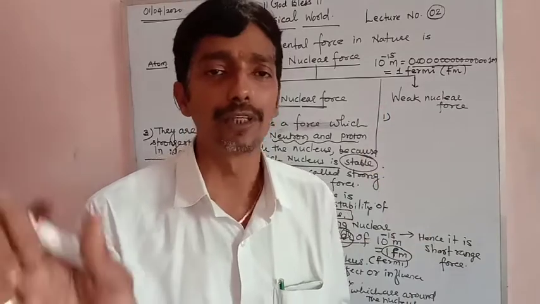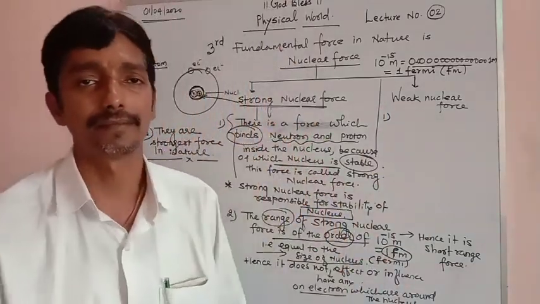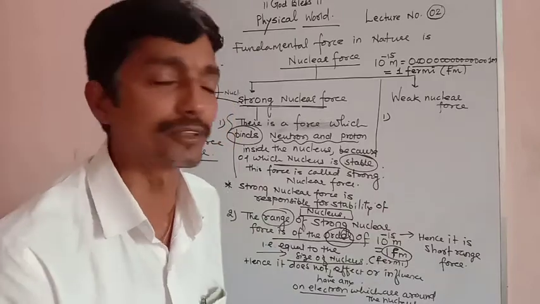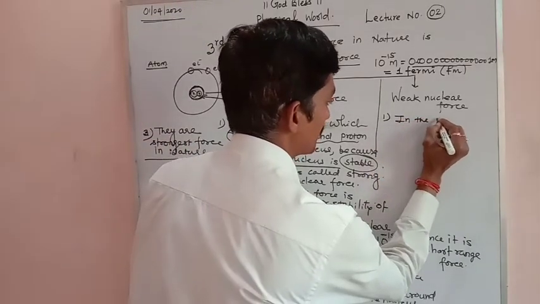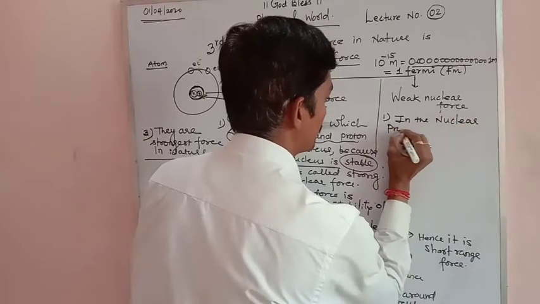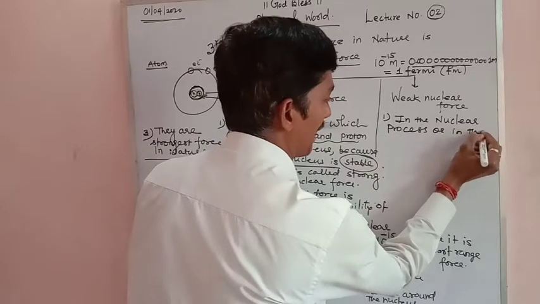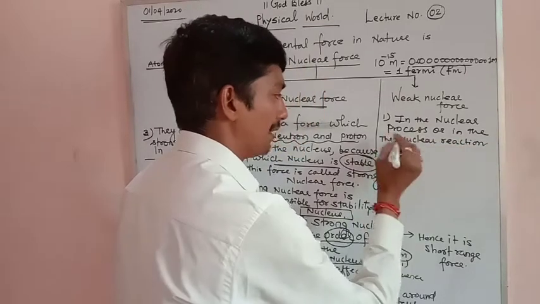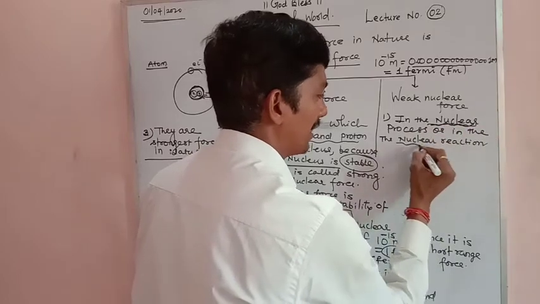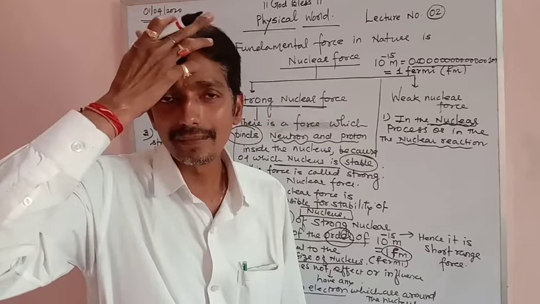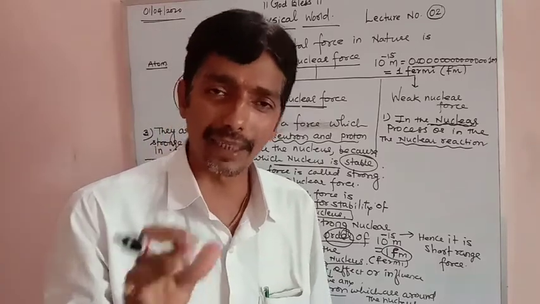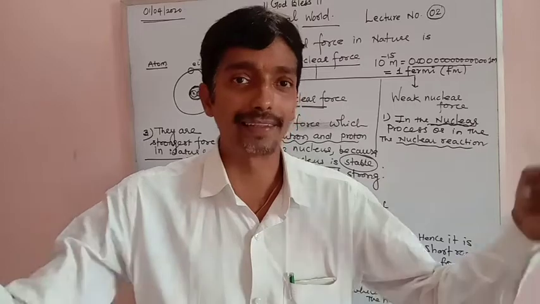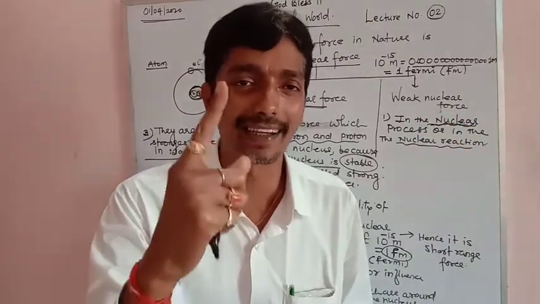And this weak nuclear force you will not observe in neutron and proton. So where are we observing the weak nuclear force? In the nuclear process, or in the nuclear reaction. My dear, if you're not understanding nuclear process, try to understand nuclear reaction. And during the nuclear reaction, we are coming to radioactivity. Radioactive elements. Alpha, beta, gamma.